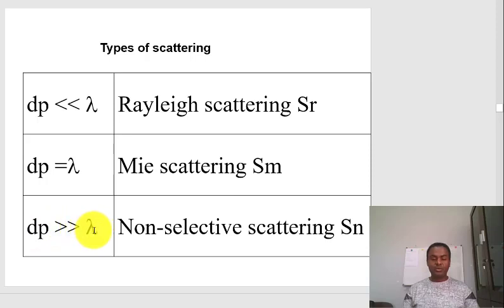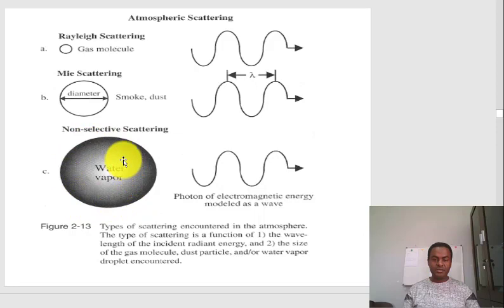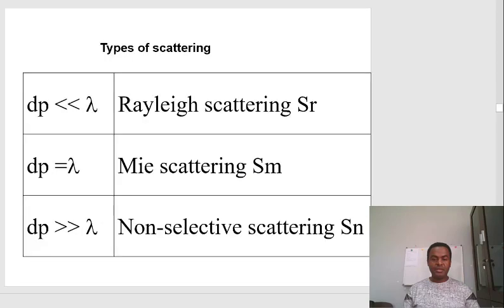What kind of atmospheric constituents have a diameter greater than the incoming electromagnetic radiation? If you ask this question, you'll find that most of the time water vapor consists of atmospheric constituents with greater diameters than the electromagnetic radiation. So at different atmospheric conditions, there are different types of scattering created: Rayleigh scattering, Mie scattering, and non-selective scattering. These are the different atmospheric constituents responsible for different types of scattering.